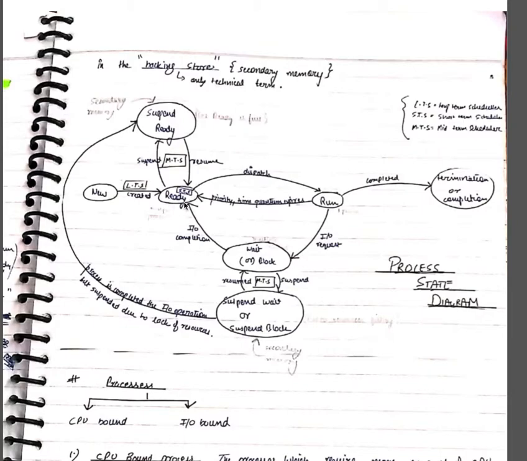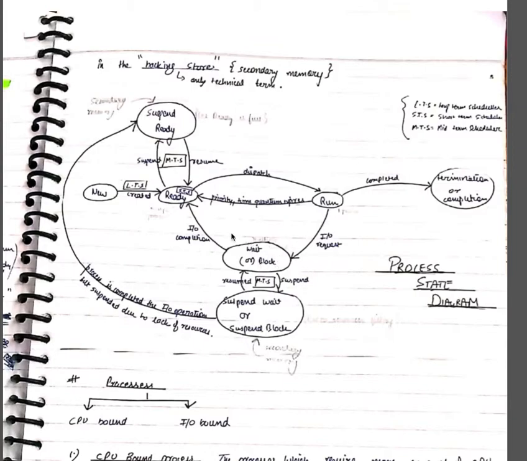Now a process in the ready state, according to some CPU scheduling algorithm, will be dispatched to the running state. Here in the running state, if the process is completed, it will go to the termination or completion state and will be destroyed. Now if the process requires input output, it will go into the wait or block state. And from the wait or block state, when it completes the input output, it will not directly go into the running state. Why? Because another process might have been dispatched to the running state when the process P1 was going to the wait state for input output.